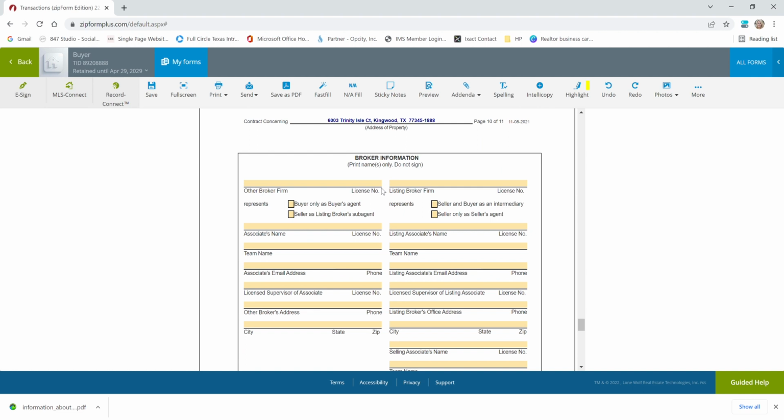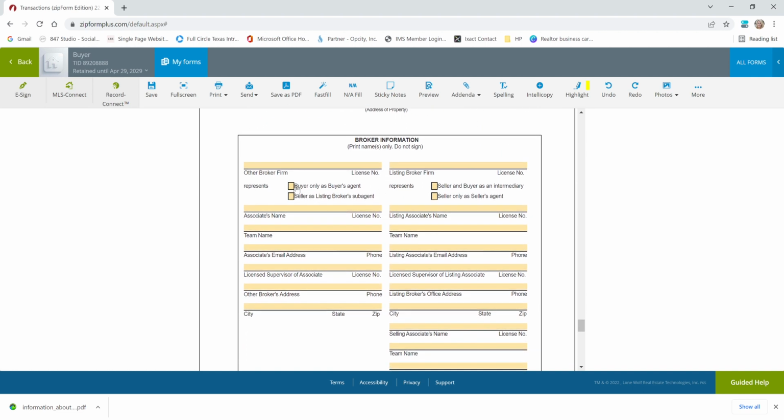This part's fun. So we're going to say we are the buyer's agent. So our firm is Full Circle, Texas. Our license number is 900-9647. Say associate's name. We're going to say Deb Arnold again. Make up her license number.